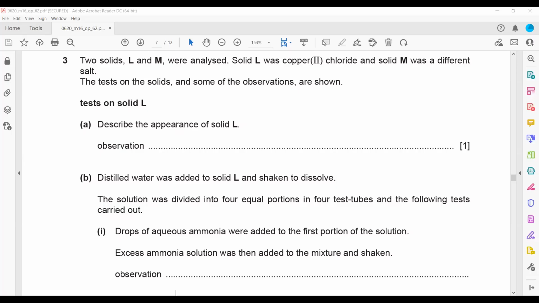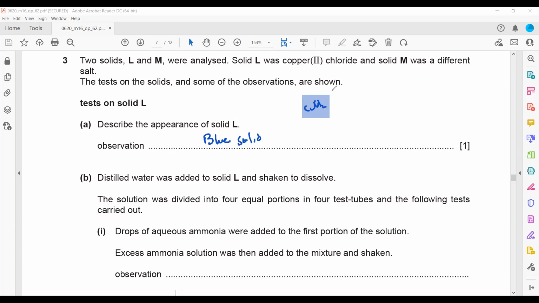So in the question, we have two solids, L and M, and solid L is copper chloride. So that we have copper chloride, which is CuCl2. So what is the appearance? How does it look like? It is blue. So this is a blue solid.